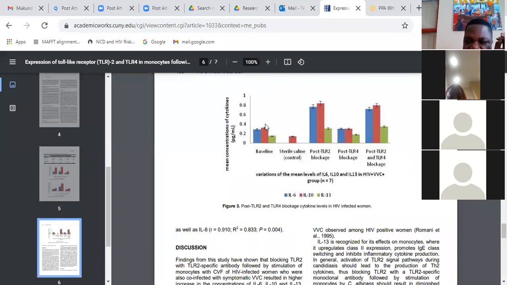If you see here, after I have blocked the two receptors, 2 and 4, you will see the baseline level of cytokine is almost the same as after blocking toll-like receptor 4. Then from these, I draw a conclusion that it's toll-like receptor 2 in monocytes that is playing a major role in controlling vaginal candidiasis infection in HIV-infected women.